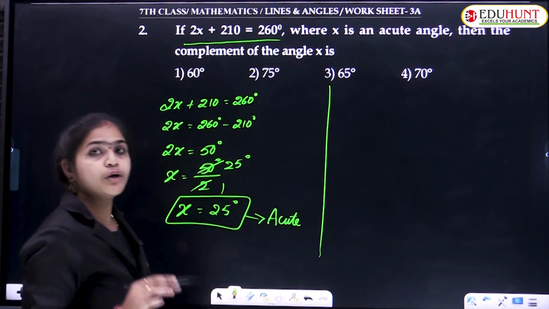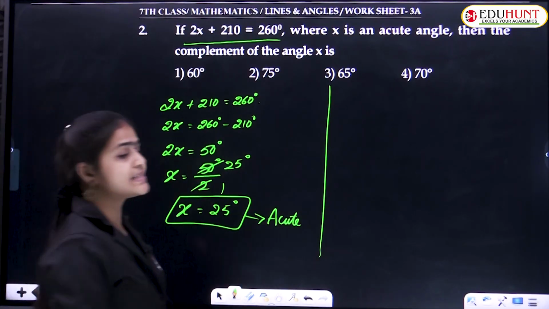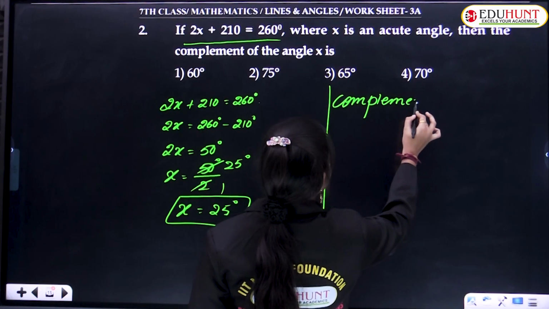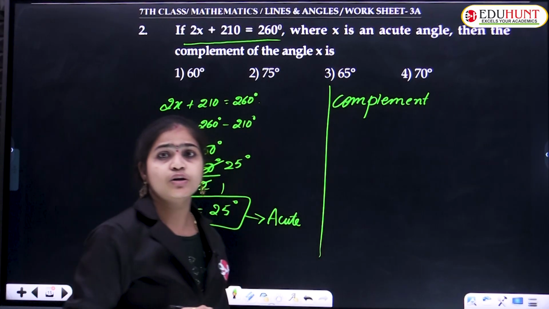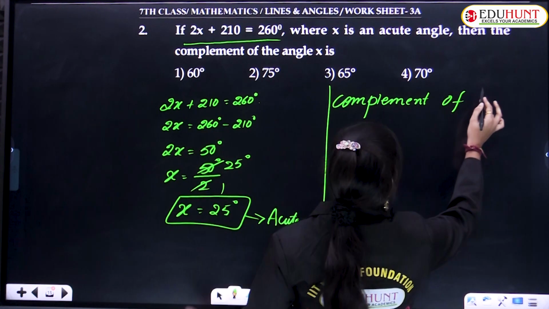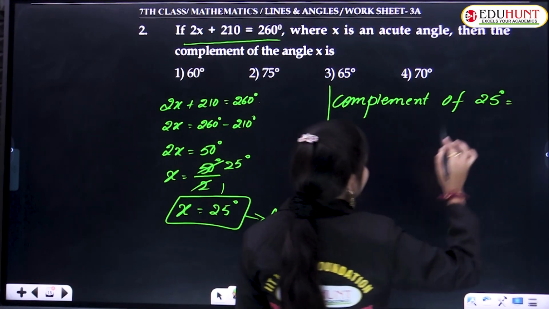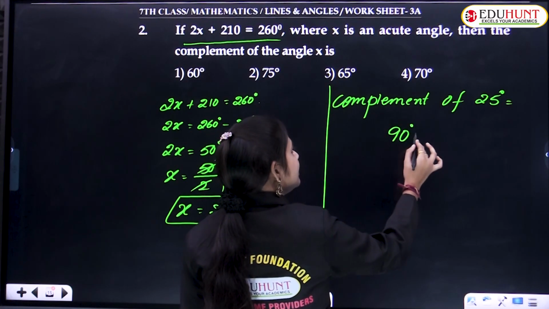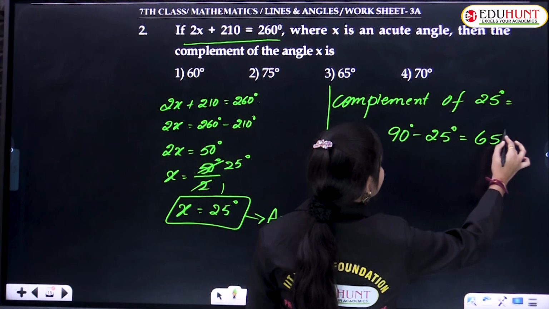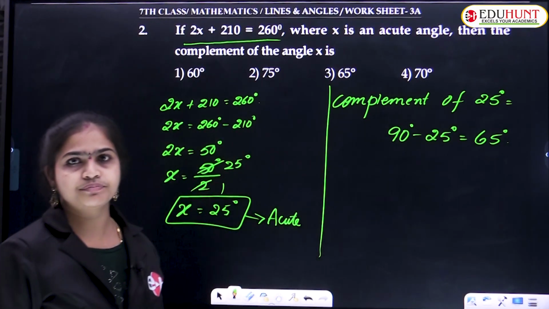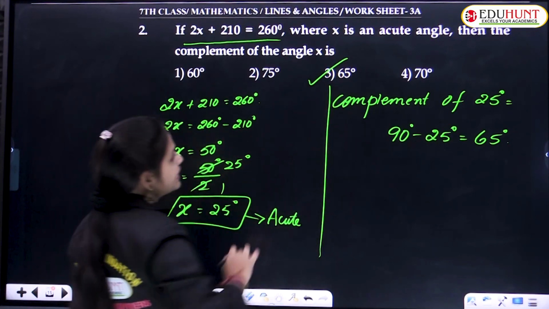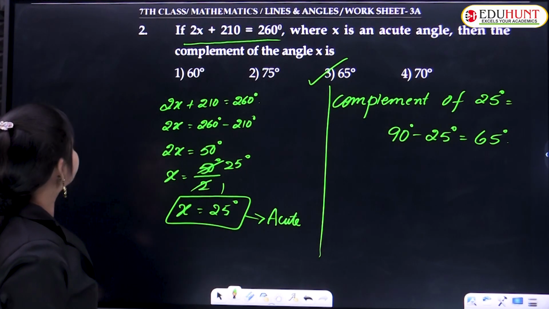Now what we need to find out? The complement of 25 degrees. Complement of 25 degrees means the sum of two angles is equal to 90 degrees. Then we call those two angles complementary angles. Now here the complement of 25 degrees is equal to 90 minus 25 degrees. How much will you get here? 65 degrees. 65 plus 25 is 90. Which is correct here? Option 3, 65 degrees.